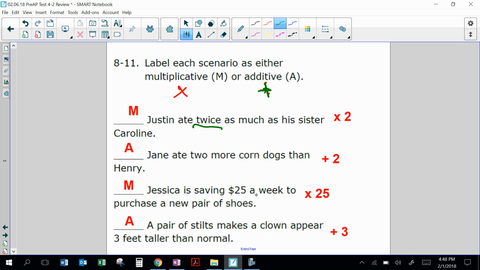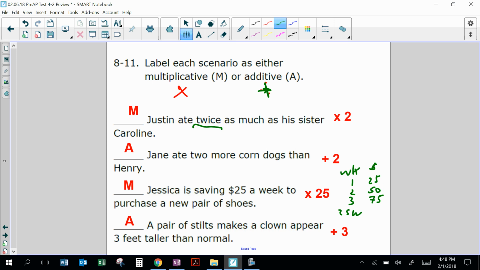Jessica saves $25 a week to purchase something. So in week 1, she saves $25. In week 2, she saves another $25, 50. Week 3, she saves another $25, 75. So she's saving 25 times the number of weeks, multiplicative.